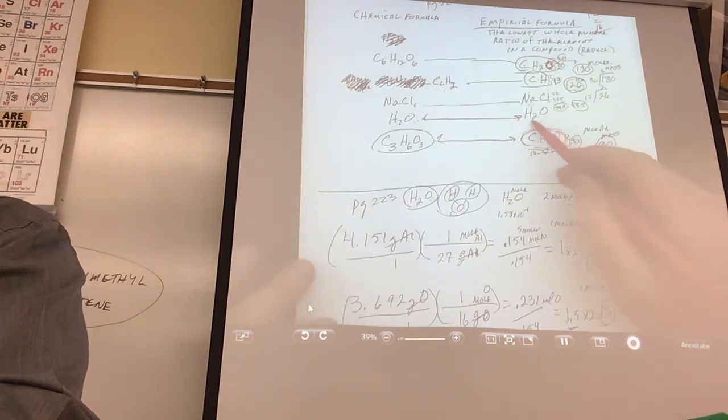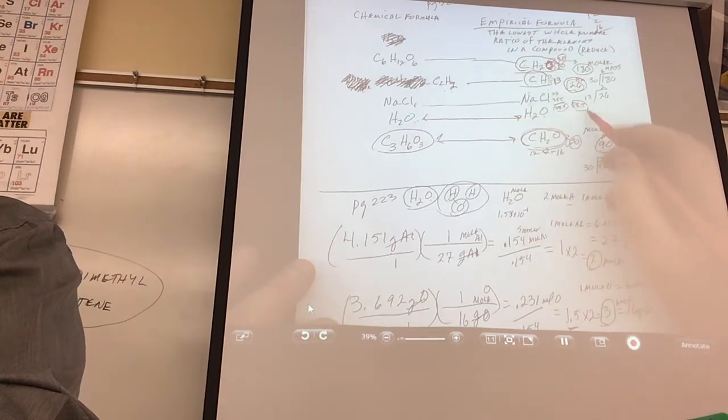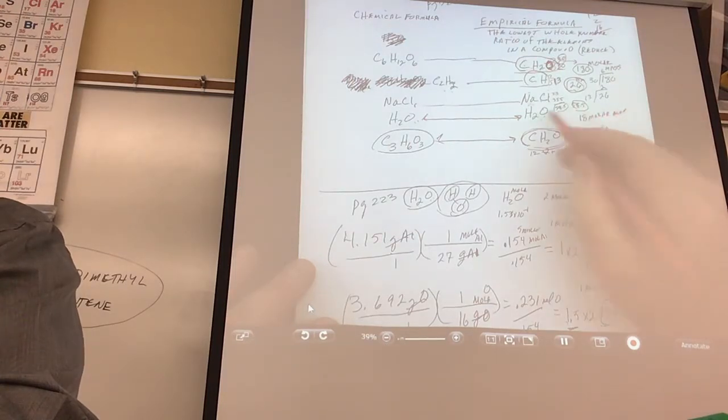Next one, H2O. Another test was done and said the molar mass of the real chemical was 18. Okay, how much does this weigh? Sierra, what do you think? How much does this weigh? H2O.